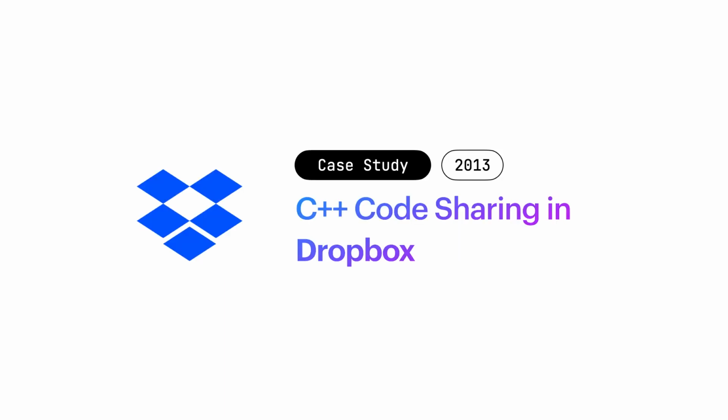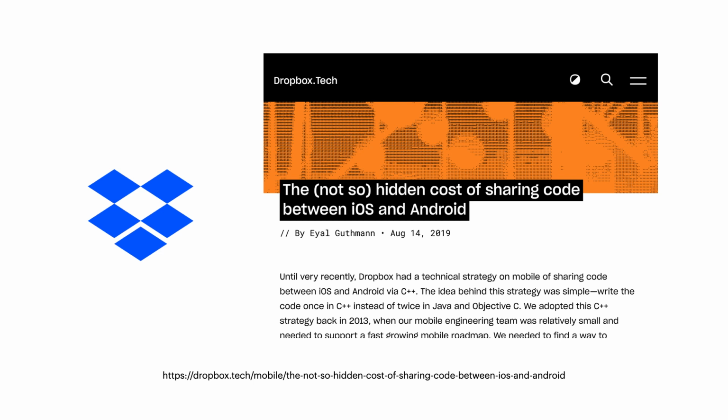Sharing just business rules and infrastructure isn't a new thing either. There's a famous case study with Dropbox they shared in 2019. The Dropbox team attempted to share C++ infrastructure and business logic. It's all outlined in this article, but I want to sort of brief up that article for this presentation.